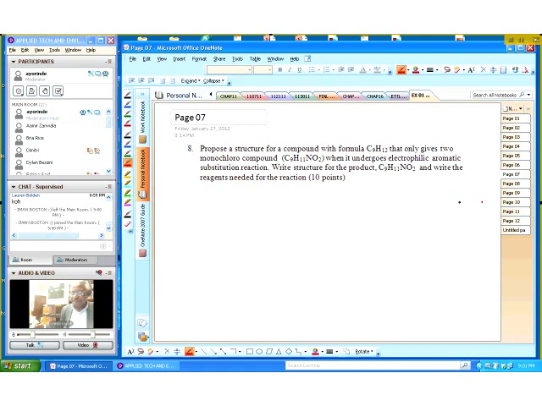Kia, go ahead and read number 8 for us. Propose a structure for a compound with formula C9H12 that only gives 2 monochloro compounds, C9H11Cl, when it undergoes electrophilic aromatic substitution reaction. Write the structure for the product and write the reagents needed for the reaction.